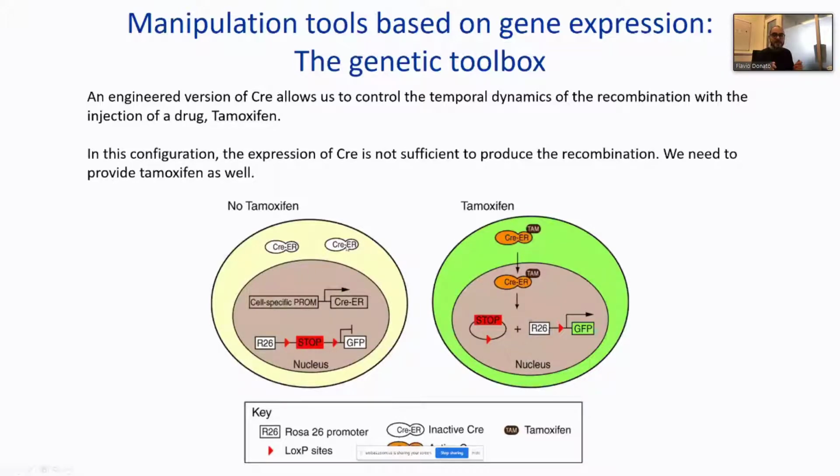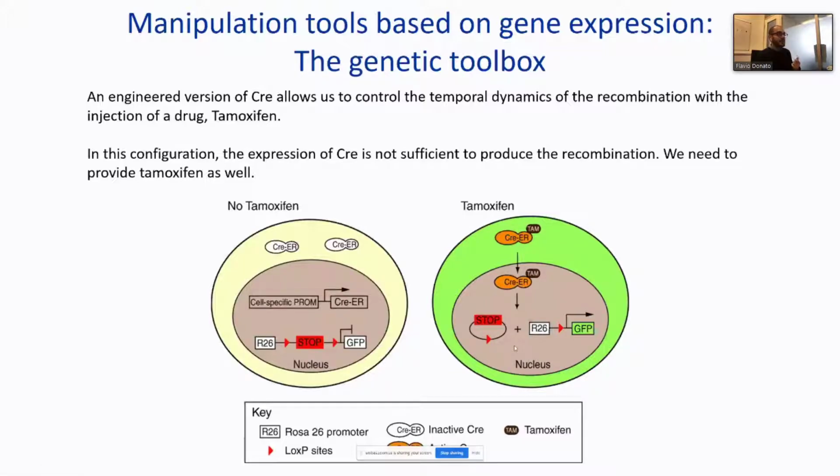So it's physically separated from the substrate of the recombination, which is your DNA. So it's not enough in this configuration to actually have the protein expressed, because the protein is not going to be in the cellular compartment where it has to do this action. You also need to provide tamoxifen to the cell in order for the Cre to be active and to induce recombination, because tamoxifen is going to bind to this ER element and induce the translocation of the Cre-ER protein into the nucleus, where it can induce recombination.